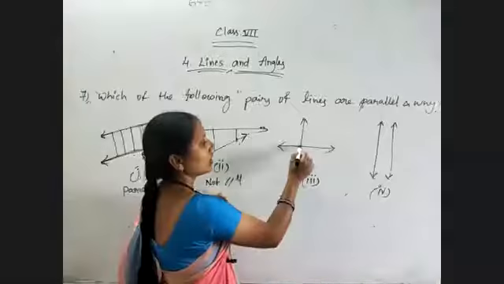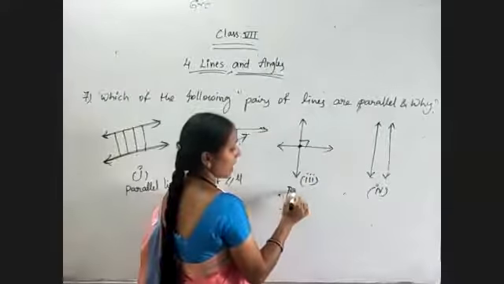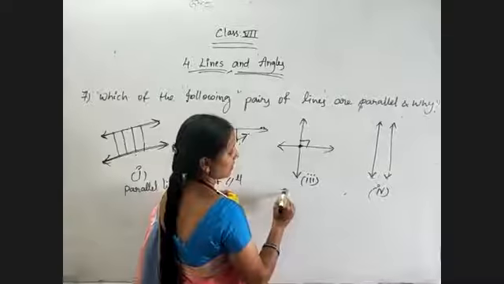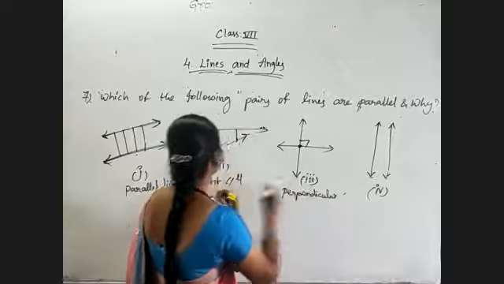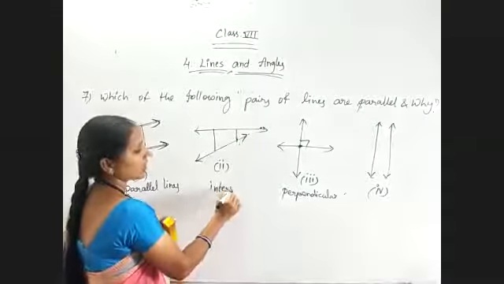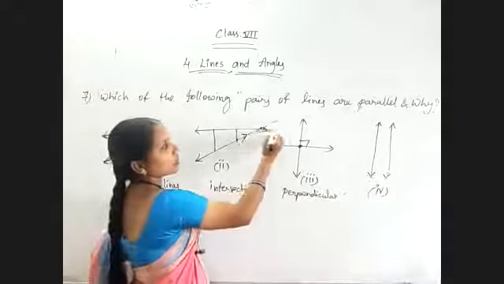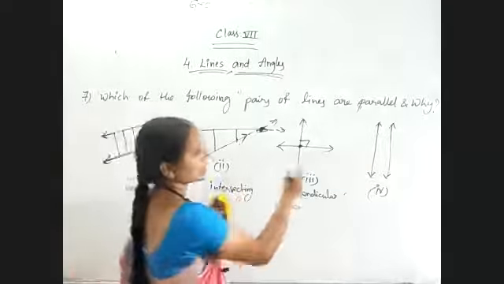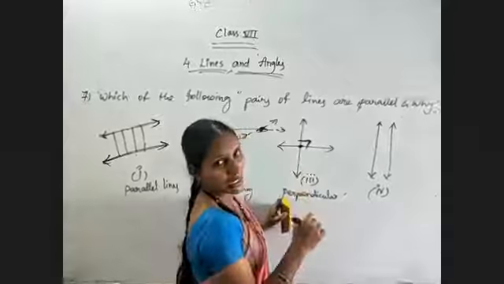Coming to the third one, they are meeting at one point and making a 90 degrees angle. So these are not parallel lines, these are perpendicular lines. And here these are not parallel, these are intersecting lines, because when you extend both the lines, they meet at one point. So these two are intersecting lines and these two are perpendicular lines because they are meeting at a point and making an angle of 90 degrees.